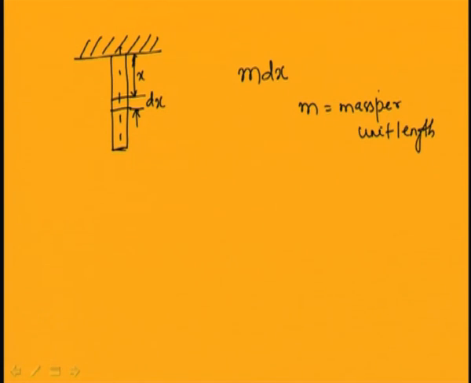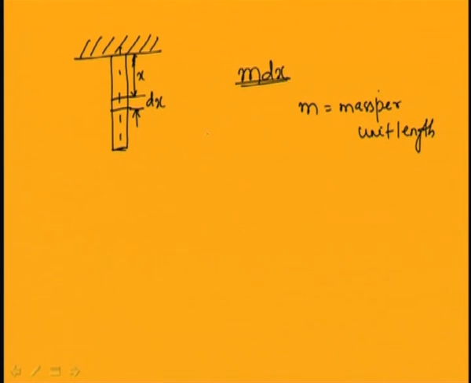Let me take a small element at a distance x from the fixed end, of length dx. If m is the mass per unit length of this rod, then the mass of this element is equal to m dx.